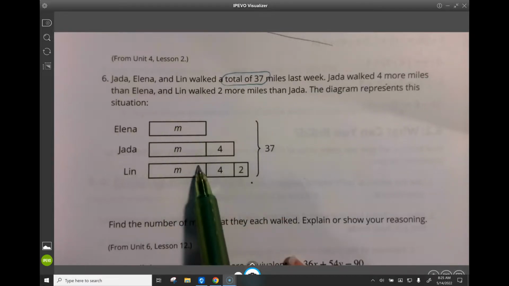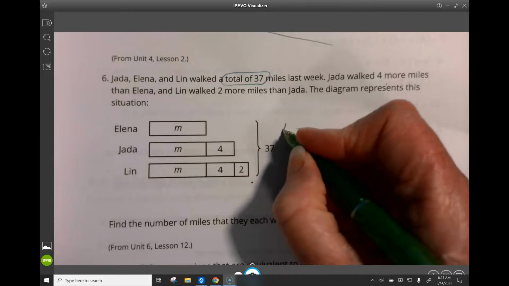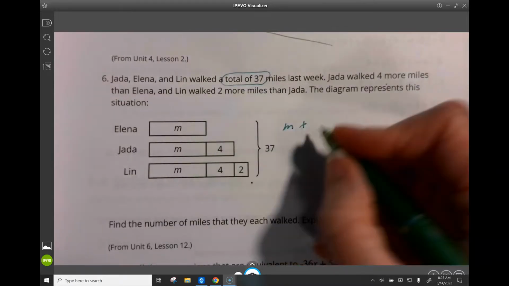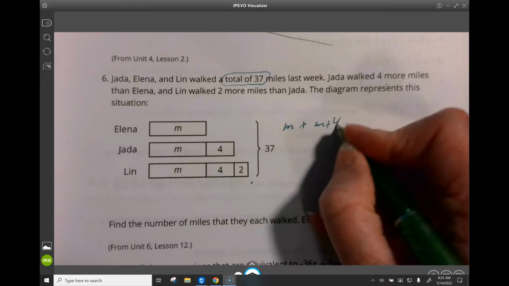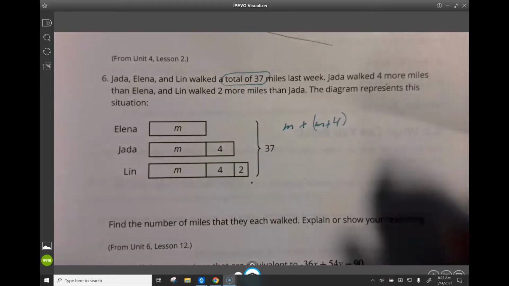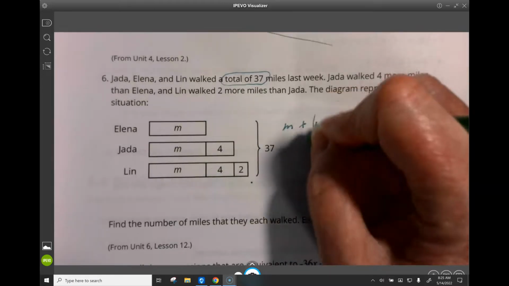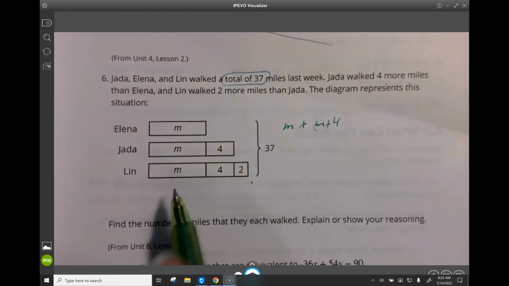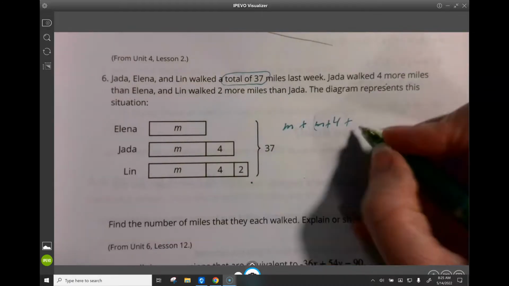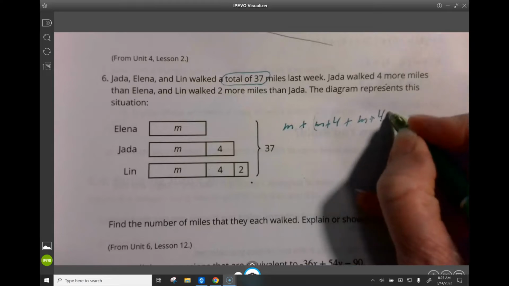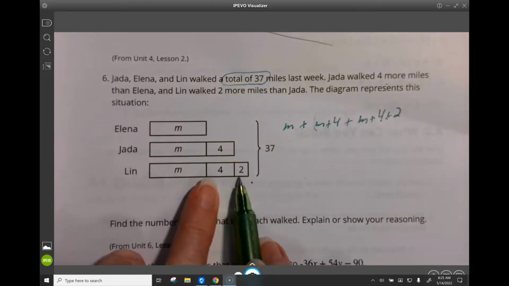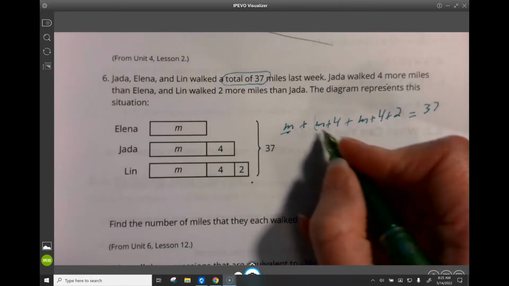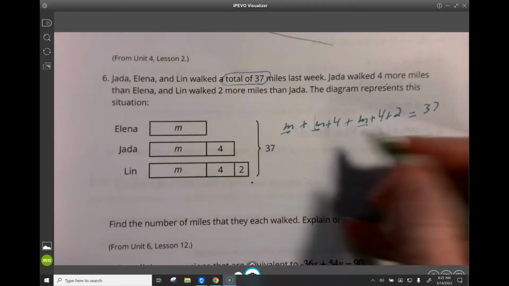So what this wants you to do is to realize that you have Elena, which is M, plus, because the whole thing is 37, M plus 4, which is Jada. In math, we would probably do it like that just to indicate that was Jada. But it doesn't really matter because we're going to combine like terms. And then this last one, plus Lynn, which is M plus 4 plus 2. And the whole thing is 37. Now remember, combine your like terms.